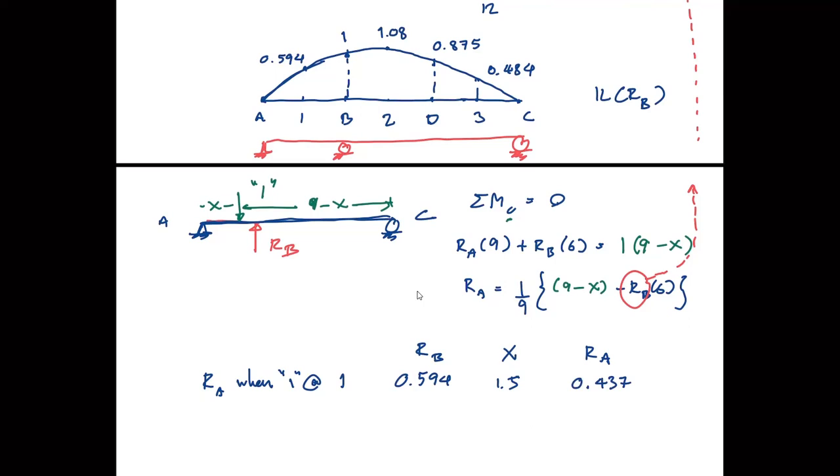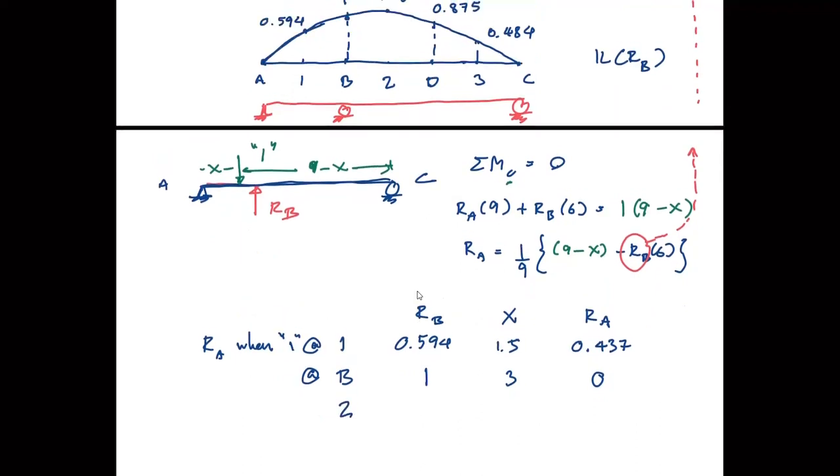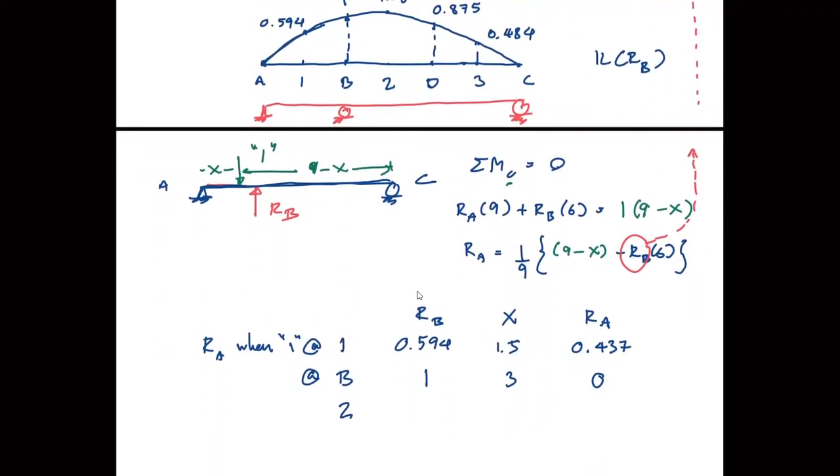And the next one, when the unit load is at B, RB is 1, X is 3. Okay, so that's a minus 6 and then 6, so that's 0. So it makes sense to get RB equal to RA equal to 0 here, right? Otherwise, I mean, it's wrong. And when we move on to point number 2, RA is 1.08.